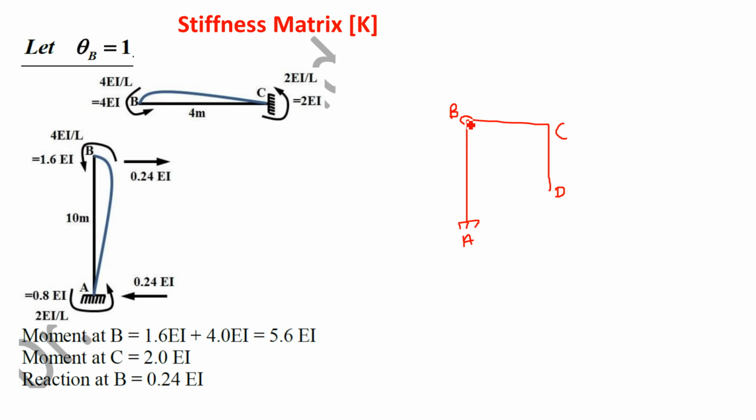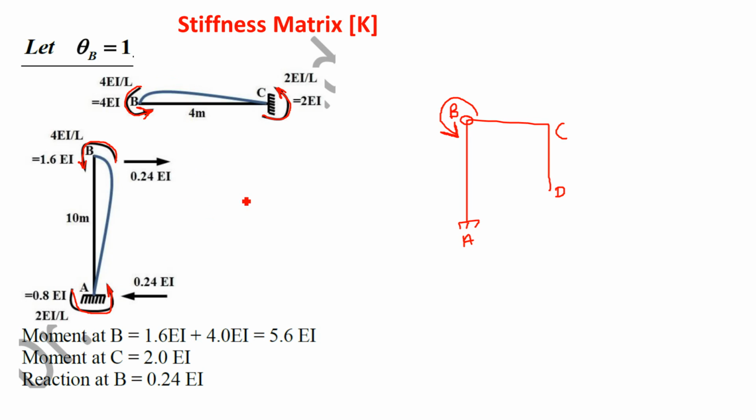Now since we are rotating joint B in anti-clockwise sense, there will be an anti-clockwise moment at joint B. What is the magnitude of that moment? 4 EI by L, right? It is anti-clockwise at point B because it is positive. So look at this. It is 4 EI by L anti-clockwise at point B. Similarly, 4 EI by L anti-clockwise at B in the AB member, right? And at C it will be 2 EI by L with the same anti-clockwise sense, and 2 EI by L at A, right? So this is the first figure.